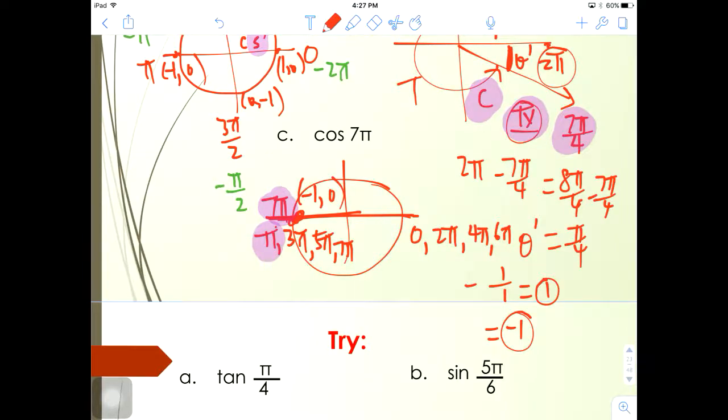So you're looking for cosine. So this is cosine, sine. So the cosine is actually -1. So the answer for that problem is actually -1.